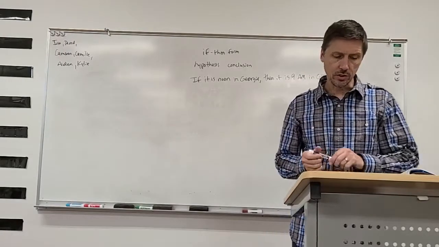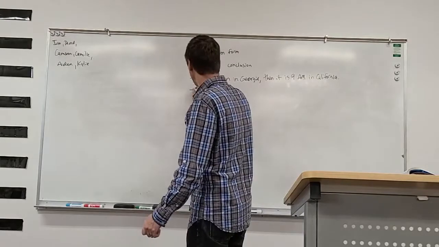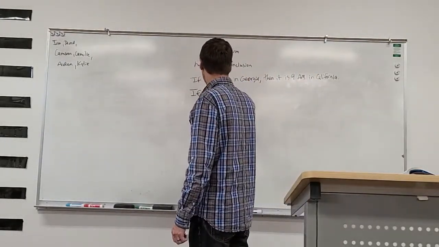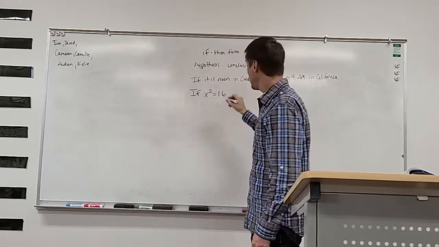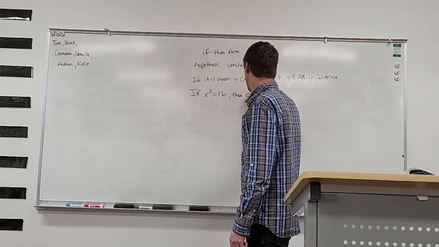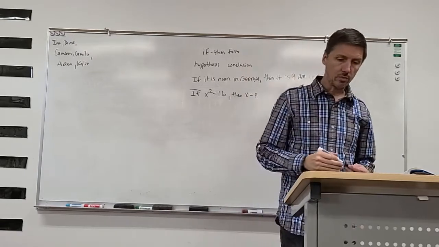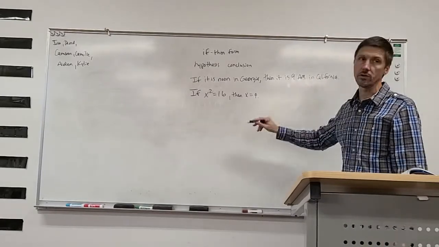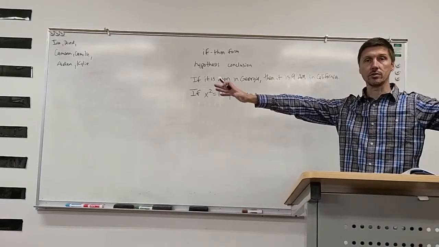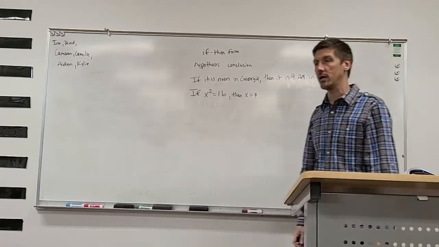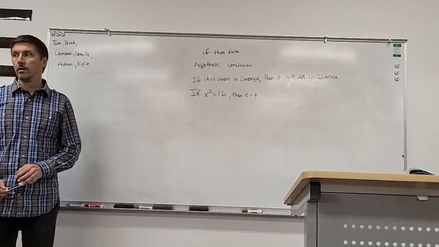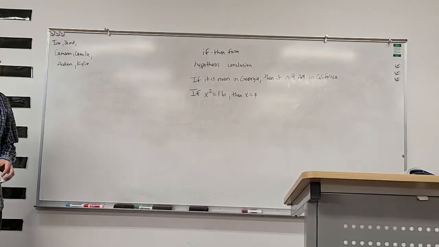So they ask us, if I have this if-then statement, if x squared equals 16, then x equals 4, and they say, write a counterexample to show that this conditional statement is false. Somebody that hasn't answered yet, whose name is not on the board, can you give me a counterexample for that? This is true because 4 with an exponent of 2 is 16.